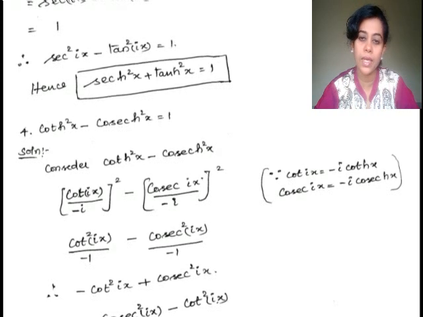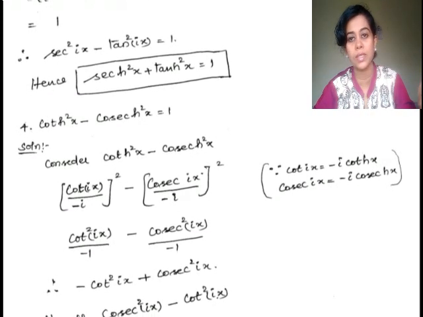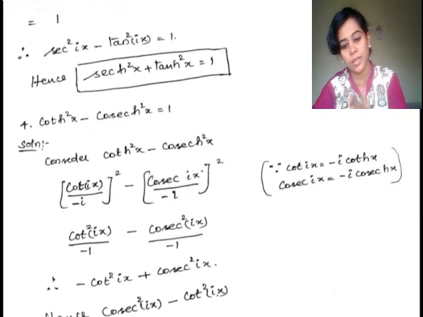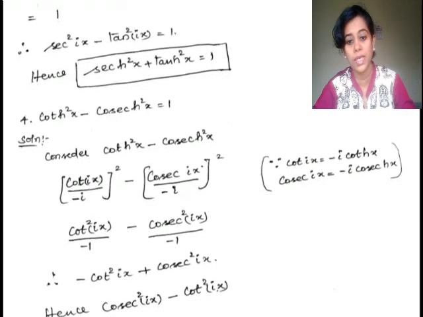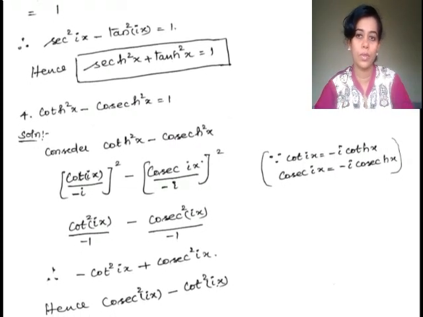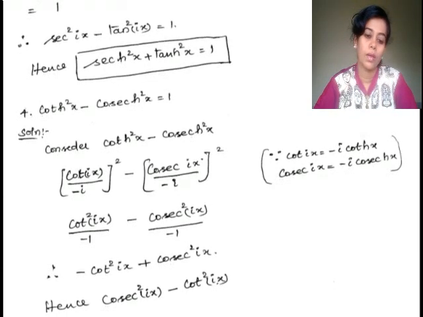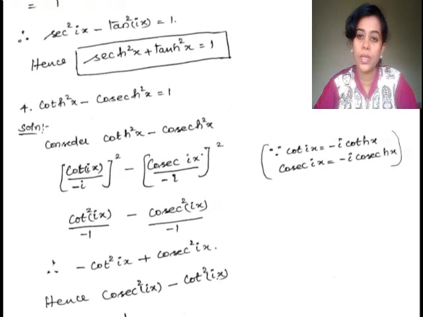And where we have started, on the left hand side we have sec²ix − tan²ix, which is equal to sec²x − tan²x, equal to 1. And we started with sech²x + tanh²x. So therefore that is equal to 1. Hence proved. The fourth result, coth²x − cosech²x = 1.